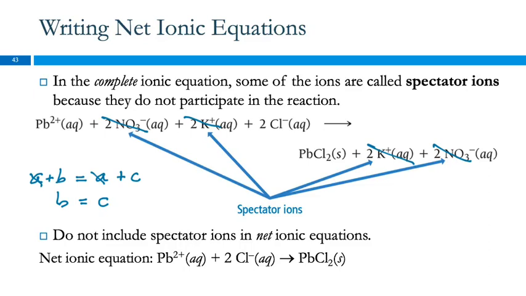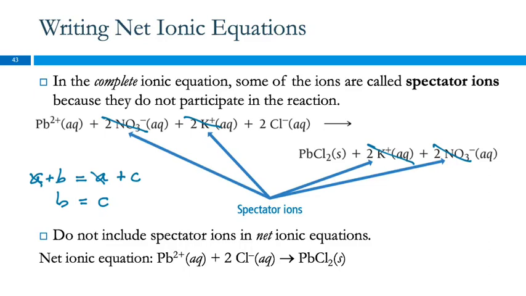How do we know which ones are the spectators? That's a good question. We're looking for something that is present as a reactant and a product exactly the same, not changed. So here we have lead, and here we have lead, but now lead is part of this compound. 2NO3, 2NO3, exactly the same. We just cross them off. Any other questions?